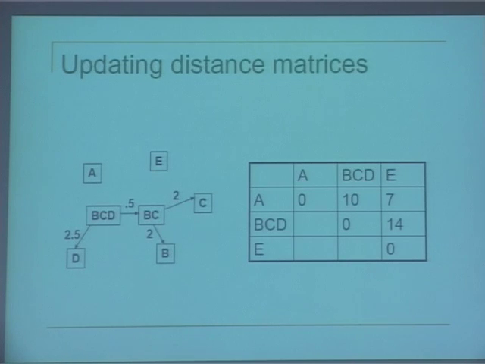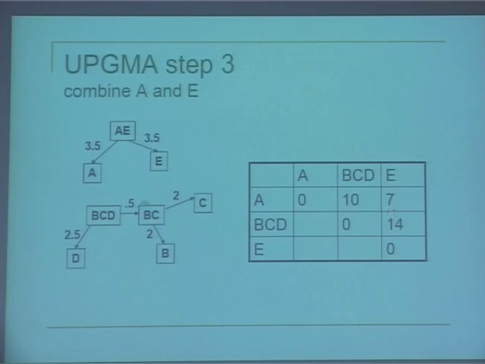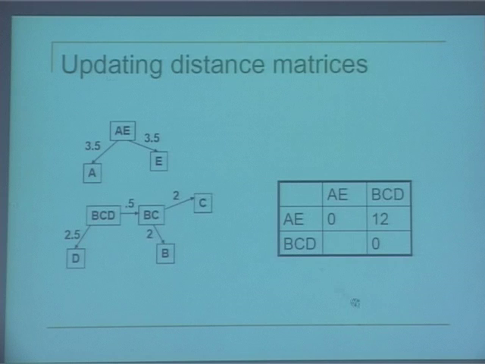And we update the distance matrix again. We remove BC from the matrix, we remove D from the matrix, and we put BCD into the matrix. And we again use just the arithmetic average to update these distances. The next is A and E, with a distance of 7. We combine A and E, 3.5 and 3.5, and then our matrix becomes like this.